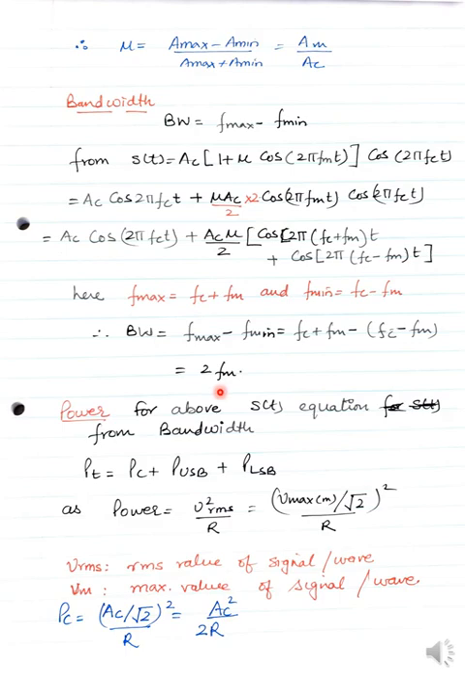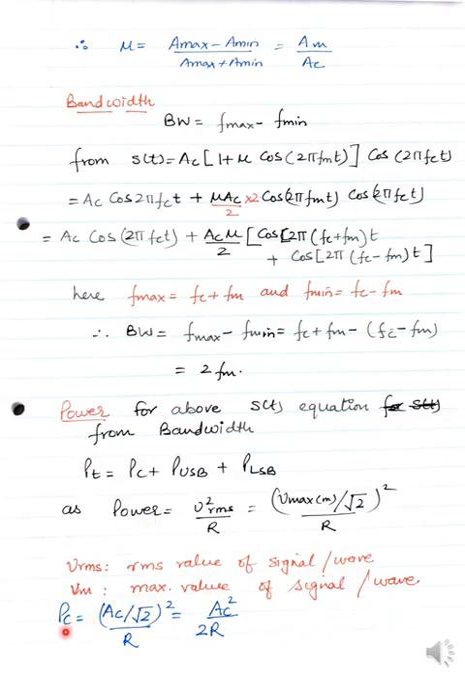Now if we need to calculate the power for the above s(t), the equation which we used in the previous one, or here also we can see, is Pt equal to Pc plus P USB plus P LSB, meaning power of carrier, power of upper sideband and power of lower sideband. And we know that power is always equal to V RMS square divided by R. R is the resistance across which we are measuring it. So it will be (V max divided by root 2) whole square. Vm is the maximum value of a signal.